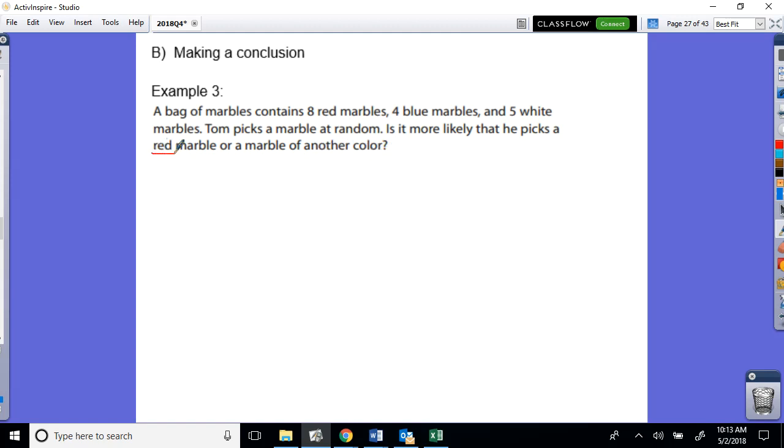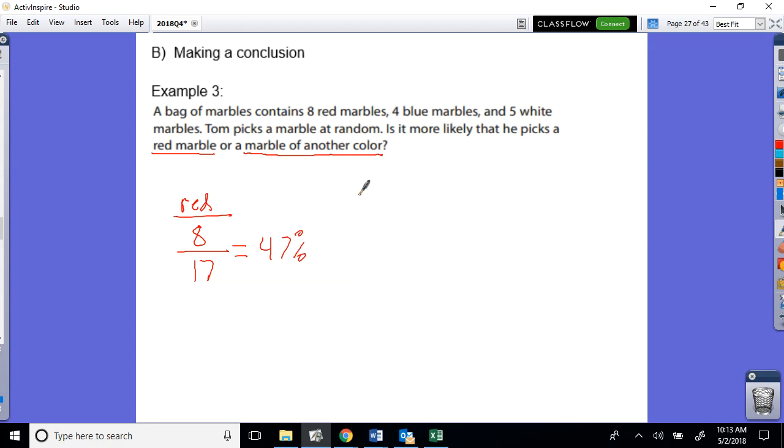We're looking at either a red marble or a marble of another color. So let's calculate the probability of a red marble showing up. We have 8 red marbles out of 8 plus 4 plus 5, which gets us 17 total marbles. If we take 8 and divide that by 17, that's going to get us 47%. So he has a 47% chance of getting a red marble.